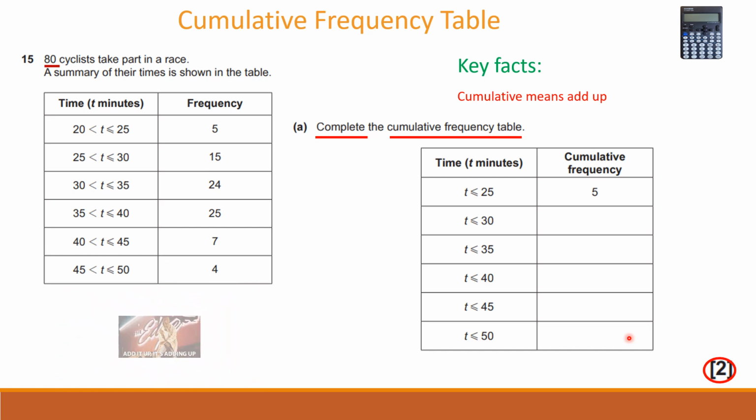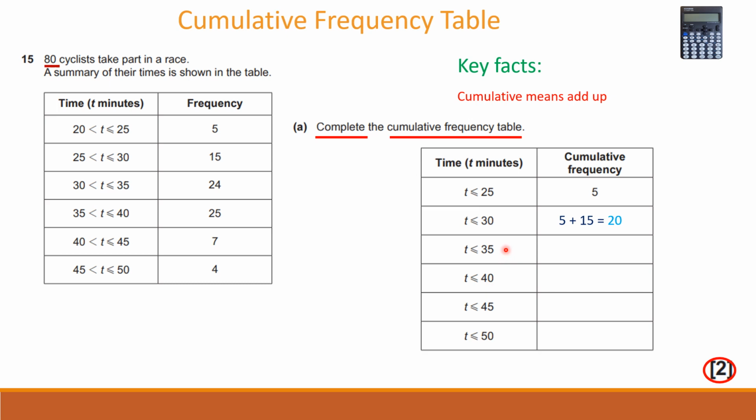Fantastic work, guys. So you can see from the table less than 25 is 5. So that's the first value and it has been completed for us. But we've now got to work out less than 30. So there are 15 between 25 and 30, but there are also 5 between 20 and 25, which is also less than 30. So the total less than 30 is the 5 plus the 15, which is going to give me 20.